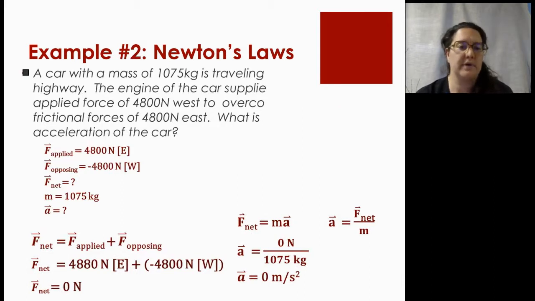So another example, a car with a mass of 1,075 kilograms is traveling on a highway, and the engine applies a force of 4,800 newtons west to overcome the frictional forces of 4,800 newtons east. What is the acceleration of the car? So when we're calculating our forces applied and opposing, they're both 4,800, one positive and one negative. So our net force is 0 newtons. Putting this into our acceleration equation by rearranging the force equation, we end up with a total acceleration of 0 meters per second squared.